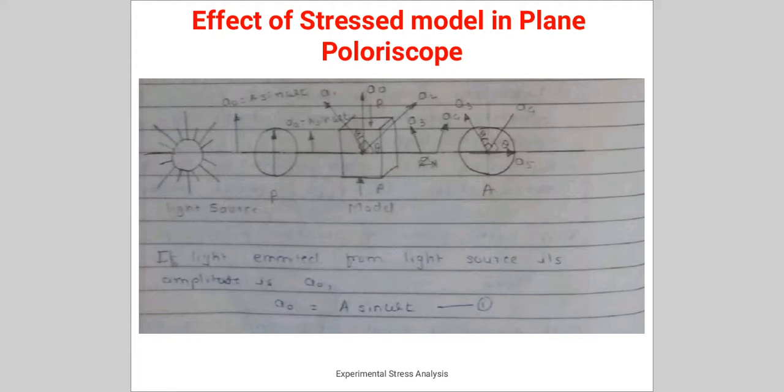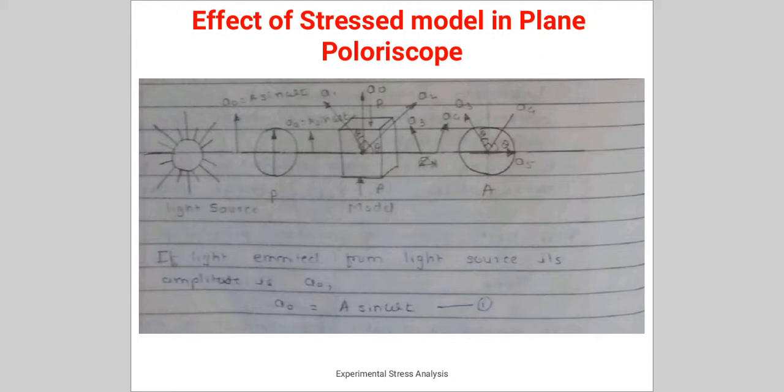Now, as I have to calculate the amplitudes from A0 to A5 in the plane polariscope arrangement, initially I will explain how these amplitudes are developed. When the light is emitted from the light source, its amplitude A0 is equal to A sin omega t, which is represented by equation number 1. In the figure, the first vertical arrow represents A0, which is equal to A sin omega t. When the light passes through the air, it has not yet entered the polarizer, so the first amplitude A0 is equal to A sin omega t. Then with this amplitude A0, when it enters the polarizer, the amplitude will remain the same.